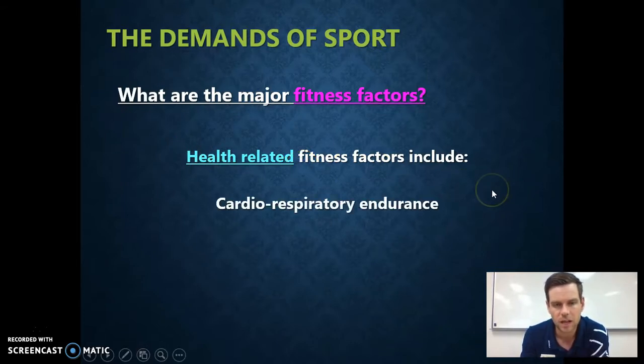So the first one is cardiorespiratory or cardiovascular endurance. So important for everyday activities, also important for lots of team sports, but definitely relates quite closely to a certain level of health. If you've got a relatively good cardiorespiratory or cardiovascular endurance level, we're basically talking about the efficiency of your heart and lungs to provide oxygen to the working muscles for a long period of time.